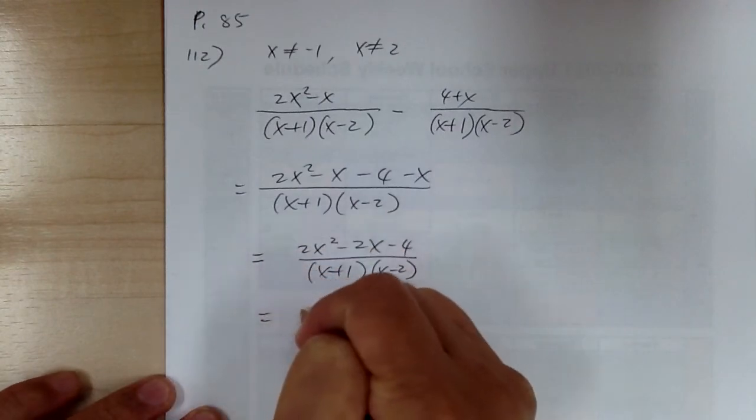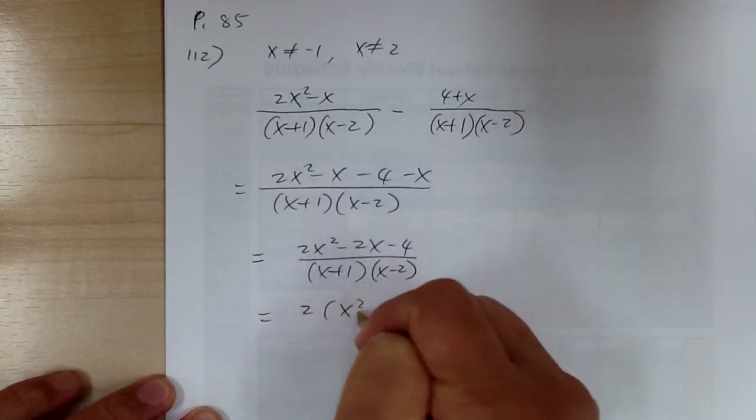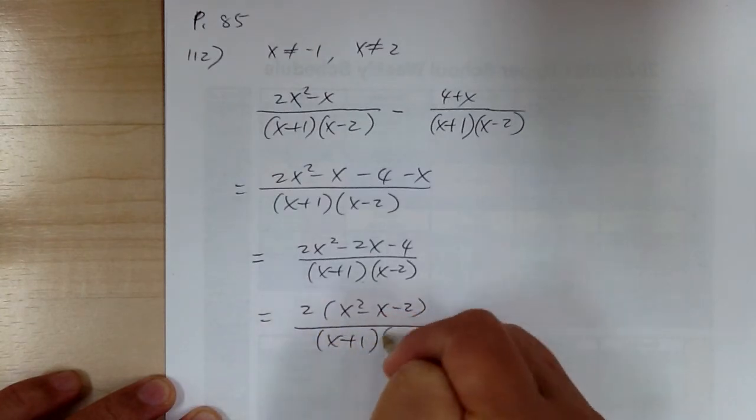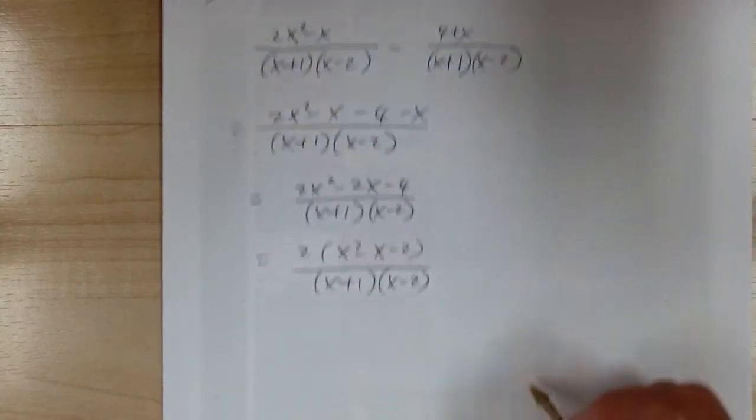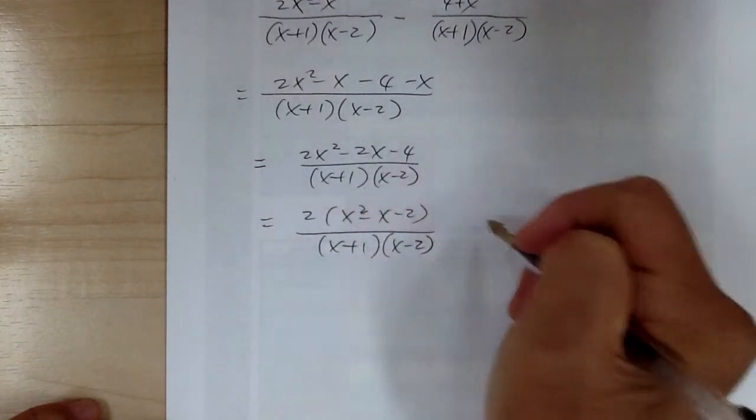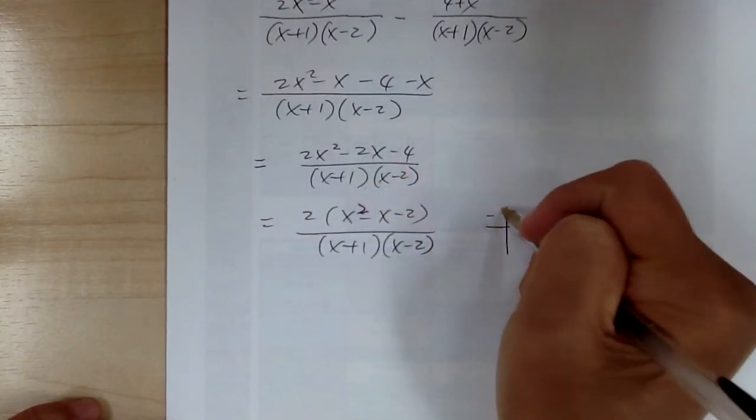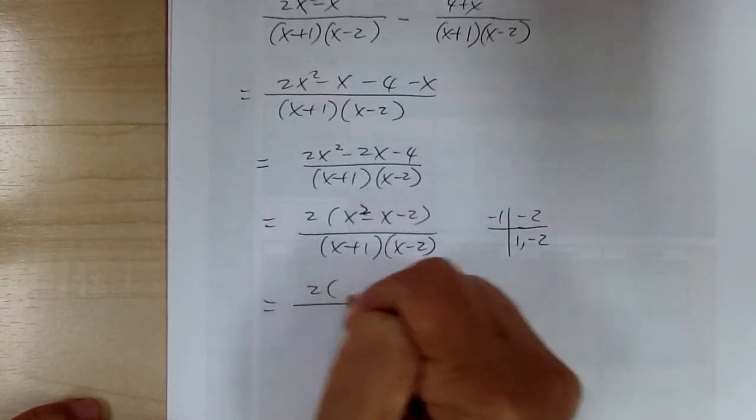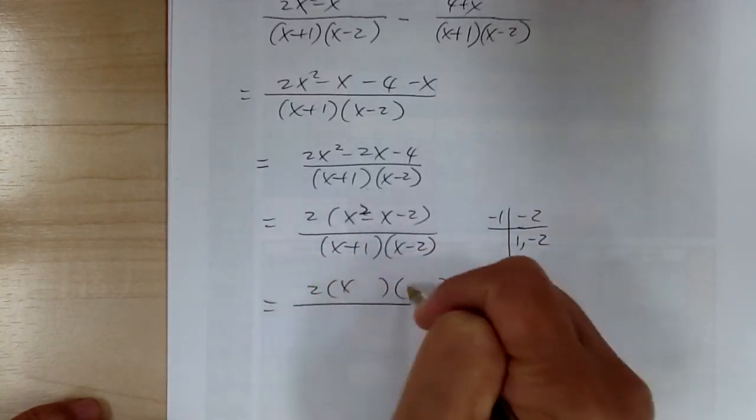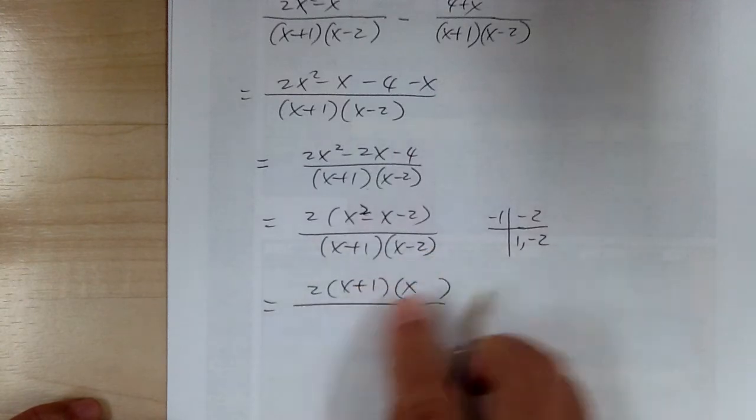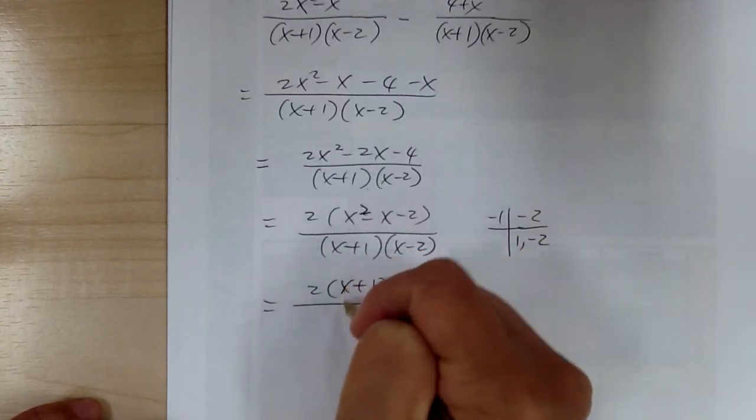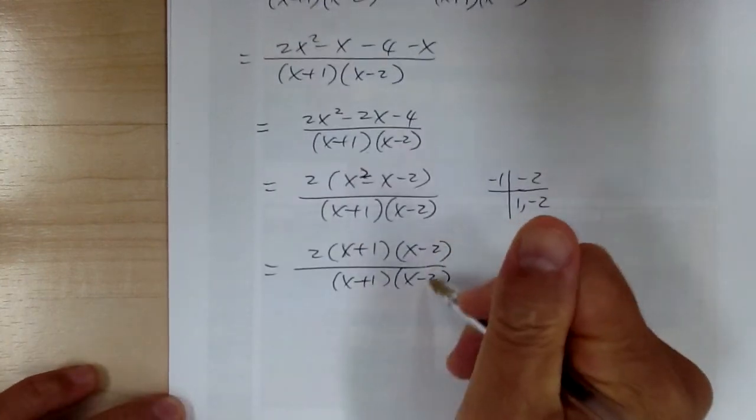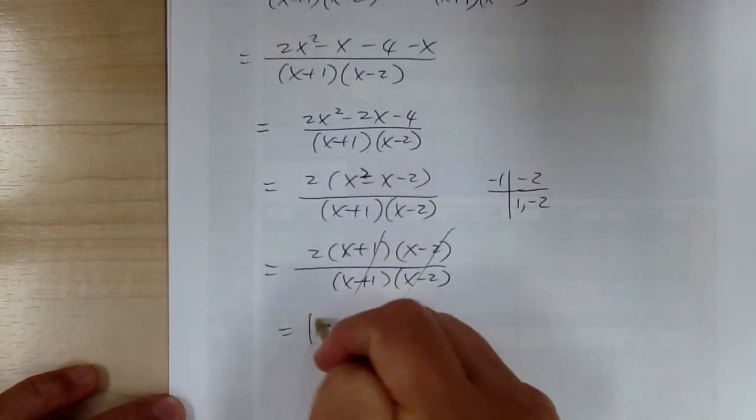So go and do the factoring. Factor the 2 out of the top. And then do more factoring with the master product. So you've got negative 1, negative 2, so it'd be 1, negative 2. So you're going to get x plus 1 and x minus 2. And notice they all cancel out. So the answer equals 2.